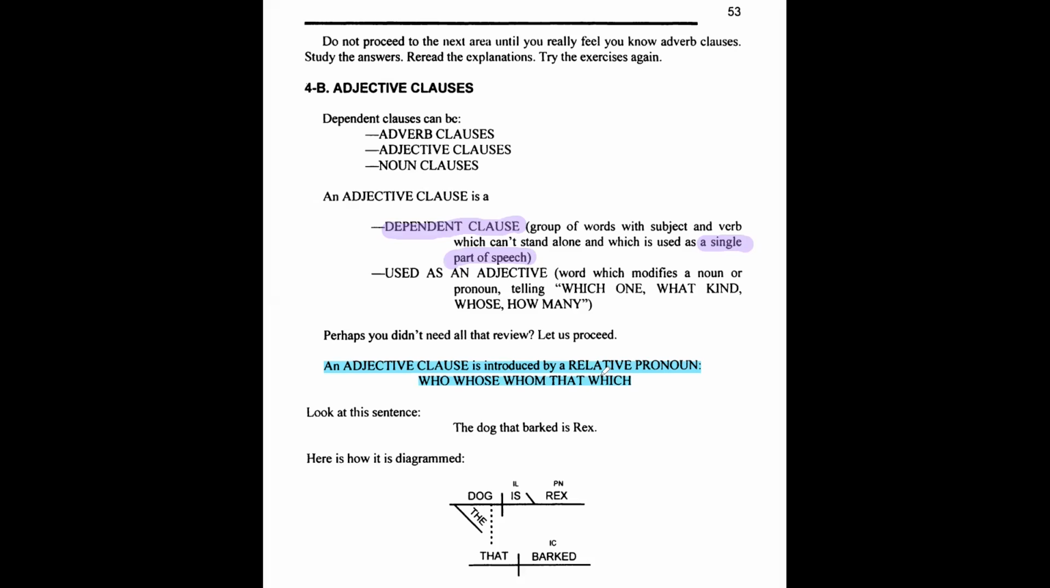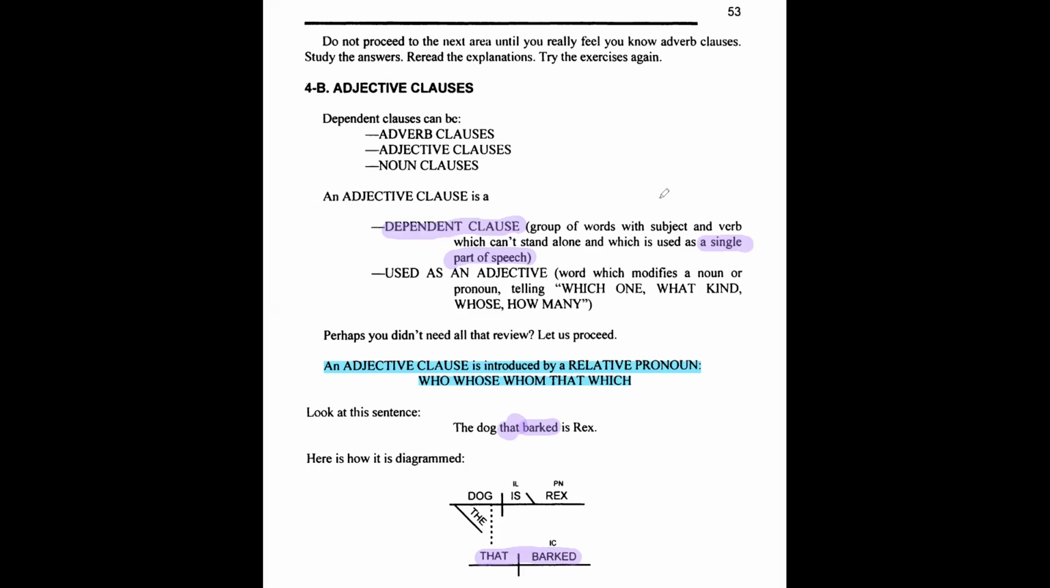So let's look at this example sentence. The dog that barked is Rex. Now, if I were using that clue I just gave, just find the relative pronoun. Okay, that I know is a relative pronoun. Now I'm looking for a clause. Okay, that barked. Barked is a verb. So what I'm going to say is that this relative pronoun, that, is the subject for barked. So if you look down here, how they've diagrammed it: that barked. Subject, verb.